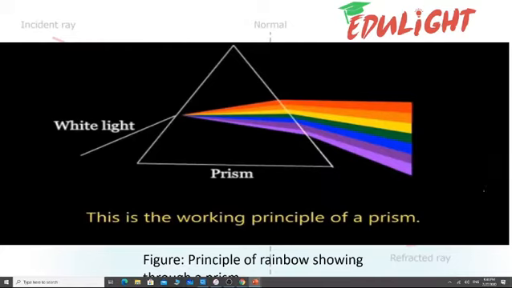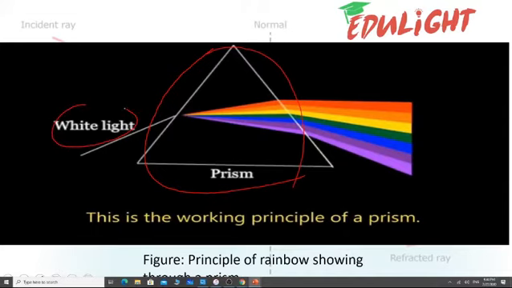In this case you can say this is a raindrop or prism, and here after the incidence of white light, that is a mixture of 7 colors, you will see that after several refractions. Why are we saying several refractions? Because after incidence it refracts here, and after going through this medium it again refracts, and like this it produces the 7 colors of a rainbow.